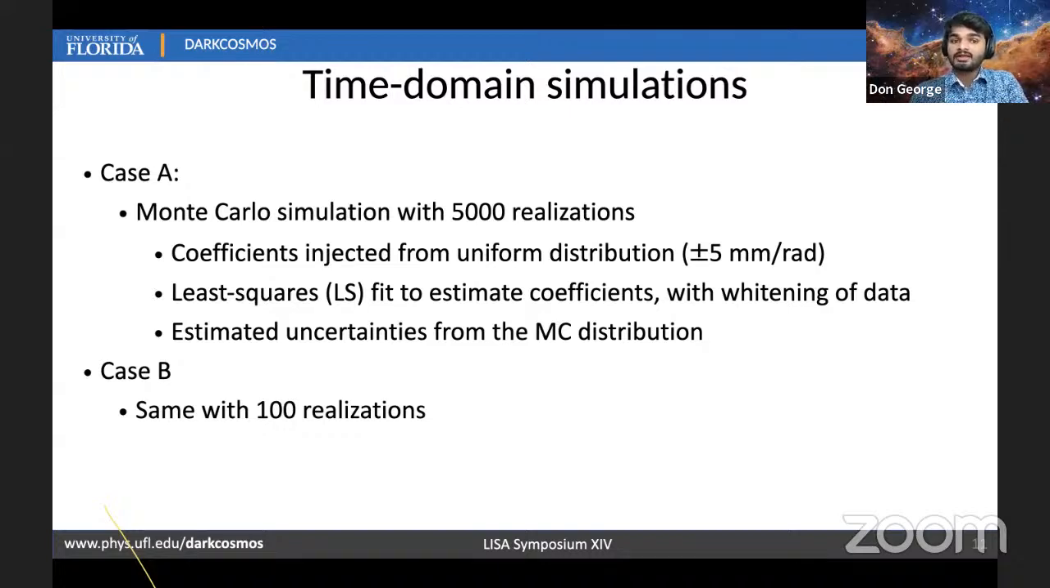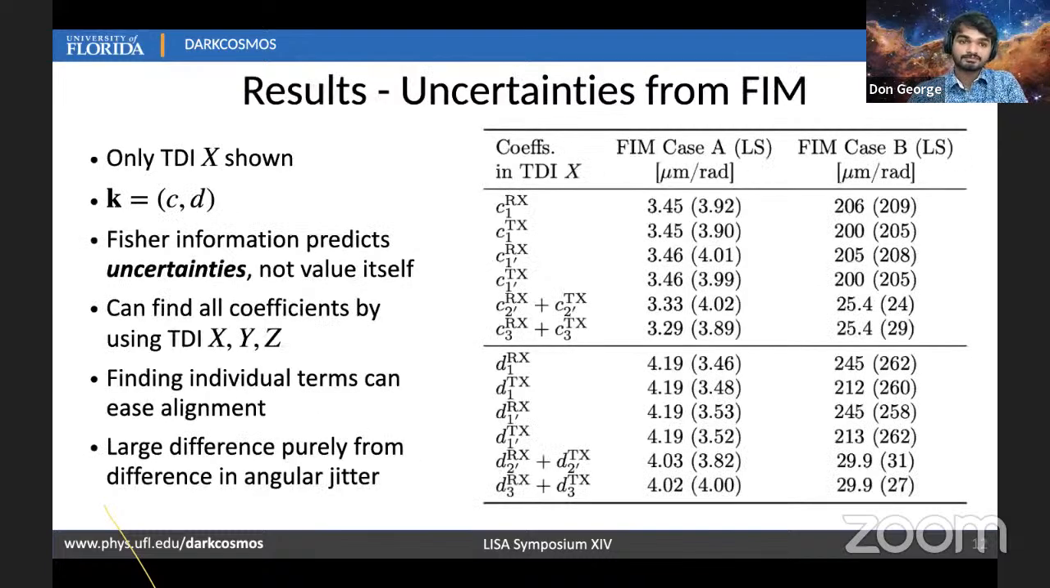And once we've done that, you can create a distribution for these coefficients, and just read off what the standard deviation is for a particular coefficient. These can then be compared with what we get with the Fisher information. Case B has a lower number of simulations just because LISA Sim is a much more computationally expensive software.